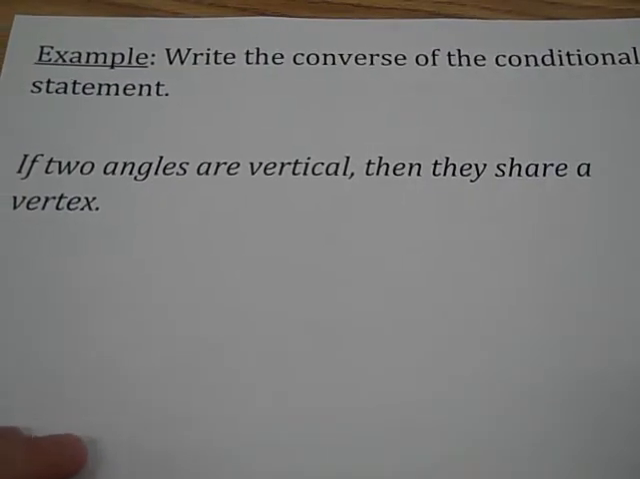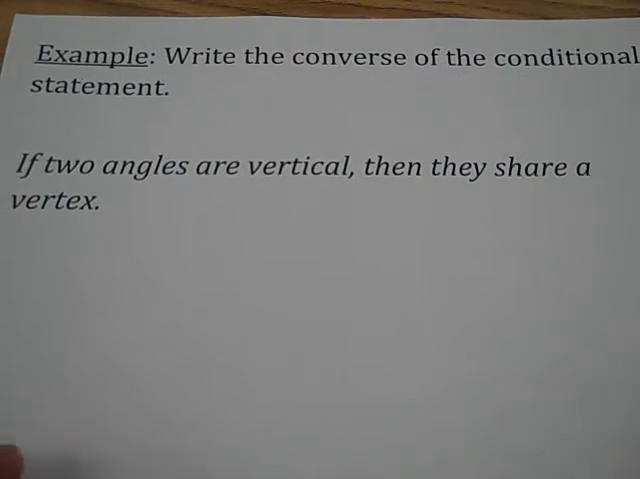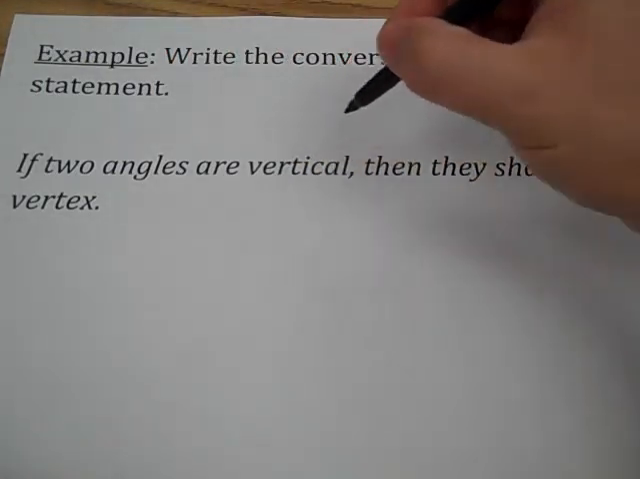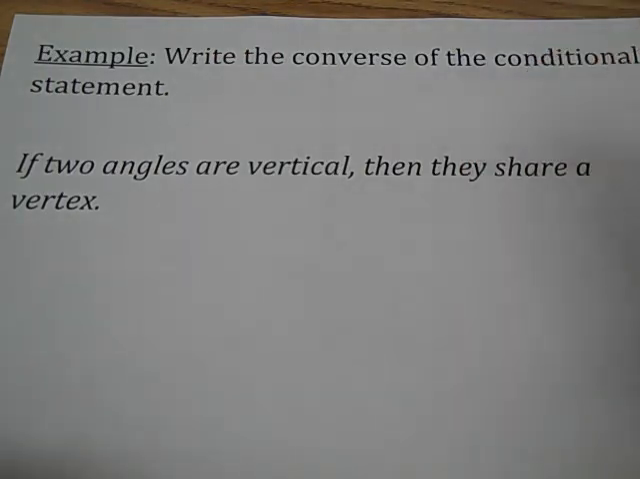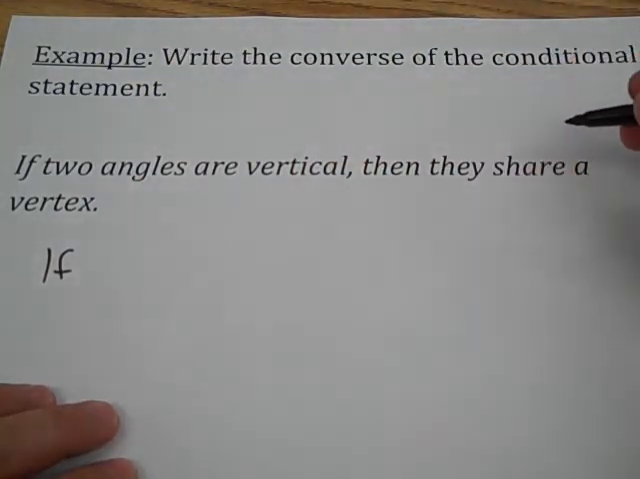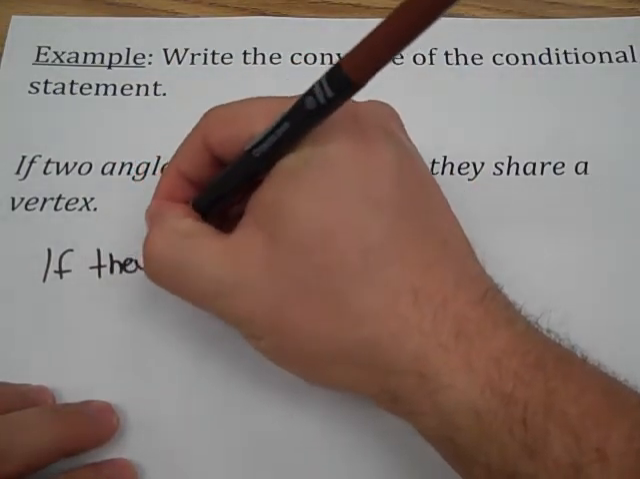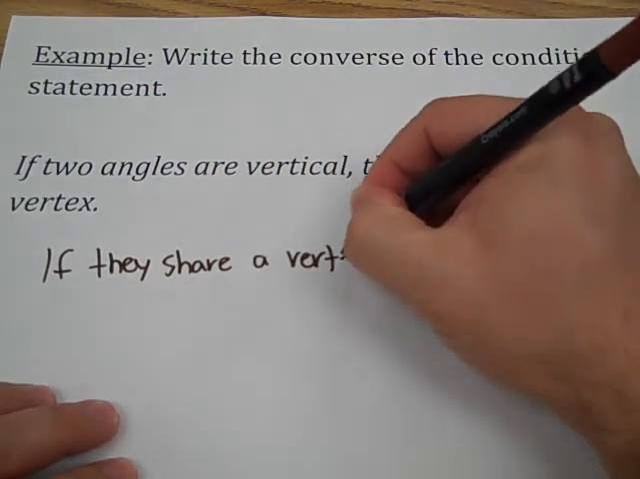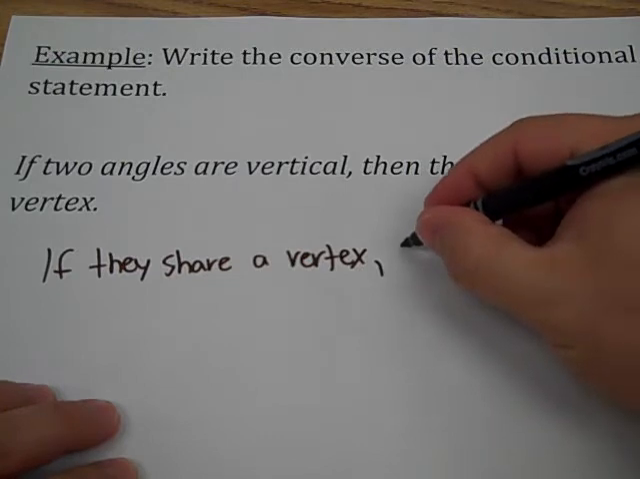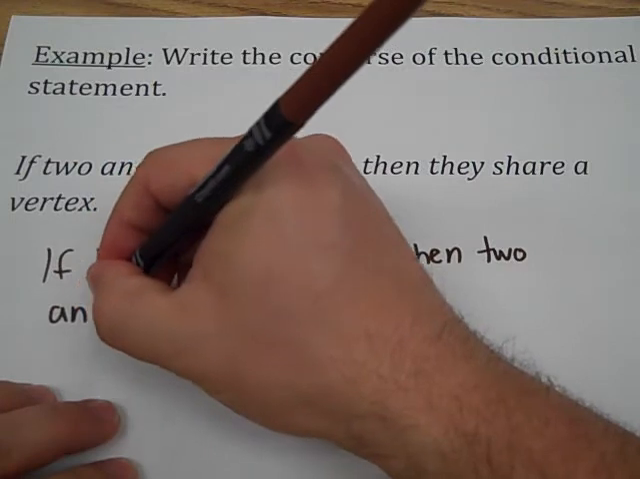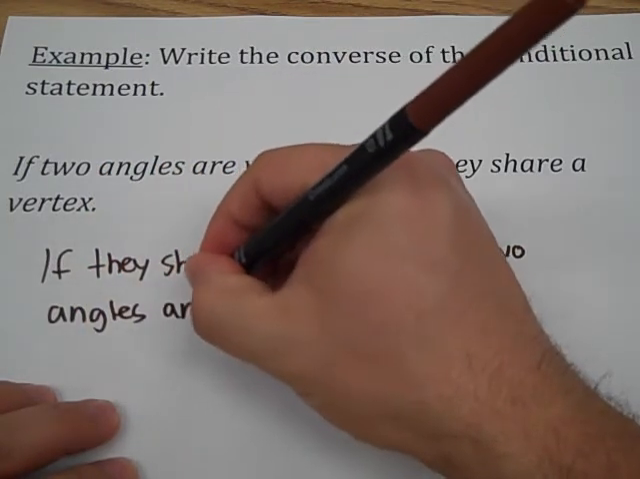So for example, we have this example that we used before. If two angles are vertical, then they share a vertex. The two angles are vertical represents P. They share a vertex represents Q. So if I switch them, keeping if and then in the same spot, I write: if they share a vertex, I'm putting Q first now, then two angles are vertical.